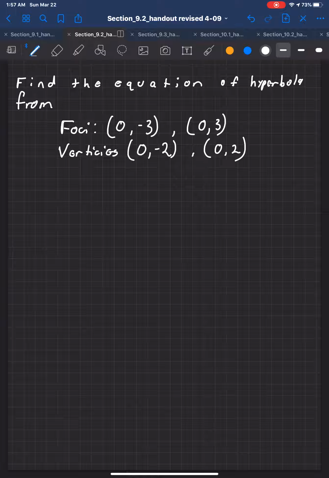So now you're given some information about the hyperbola, right? You're given the focal points, you're given the vertices, and it's our job to see if we can figure out the equation. All right, so the first thing that you should be asking yourself is, wait a minute, is this going to be a horizontal or a vertical? So structurally, we have to make sure we have the right form for the equation.